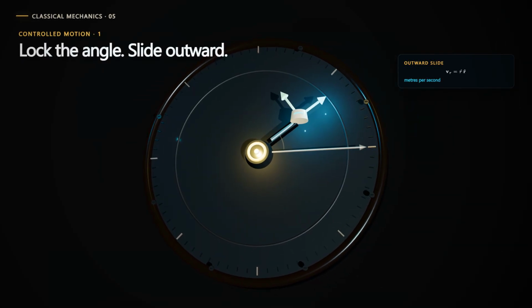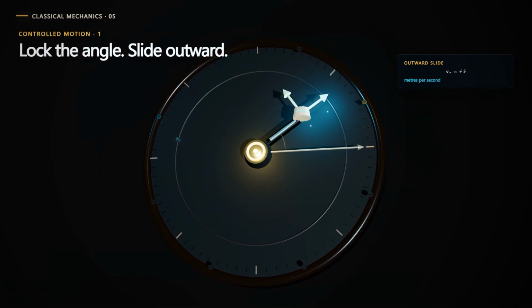We can rebuild motion one control at a time. First, lock phi and change only r. The tracer slides along a rail. Its in or out speed is r dot meters per second, directed along r hat.